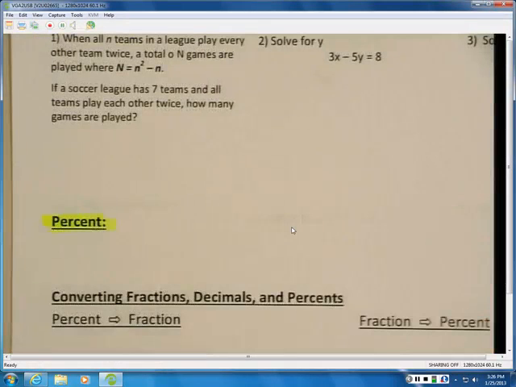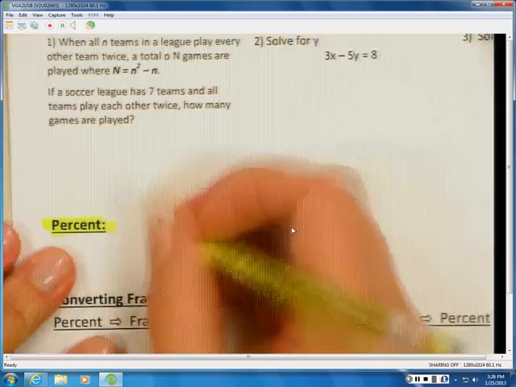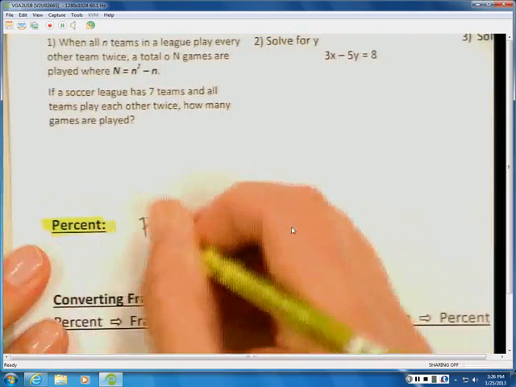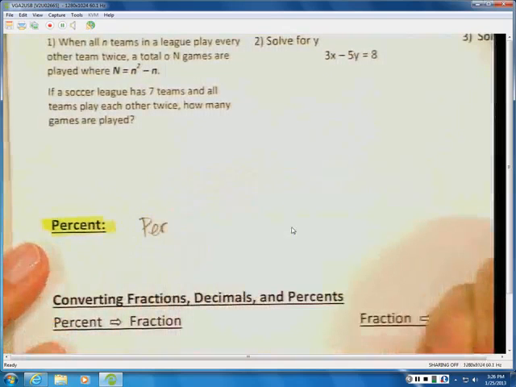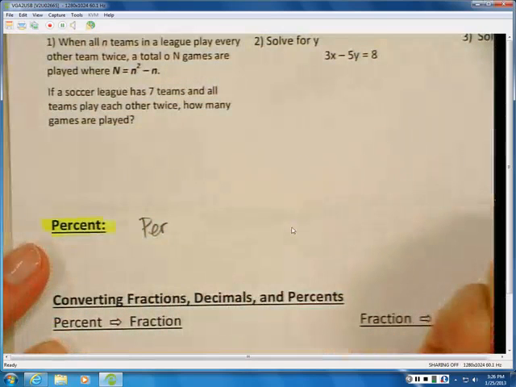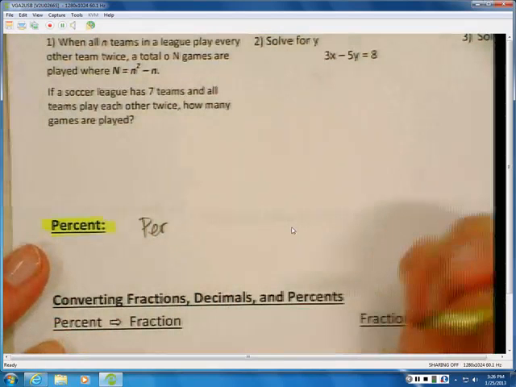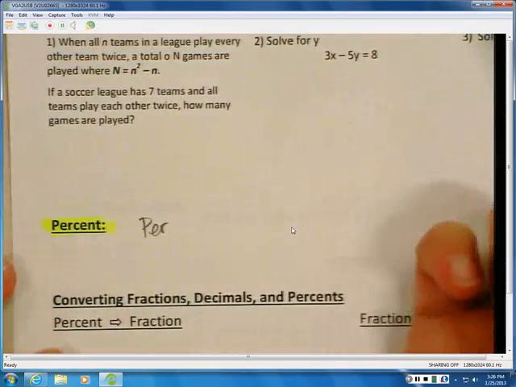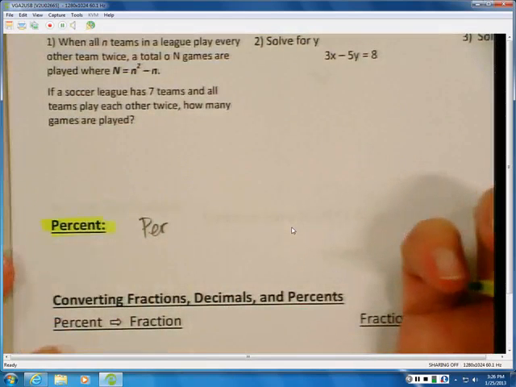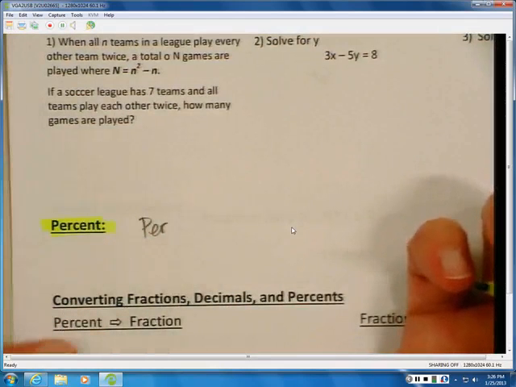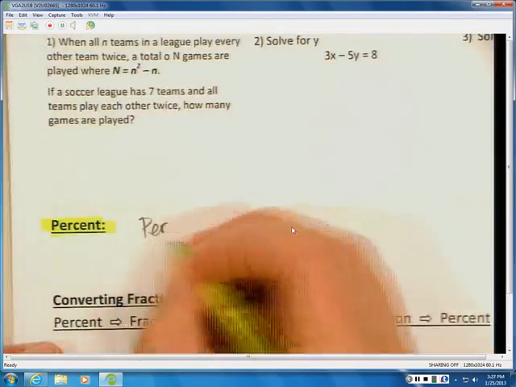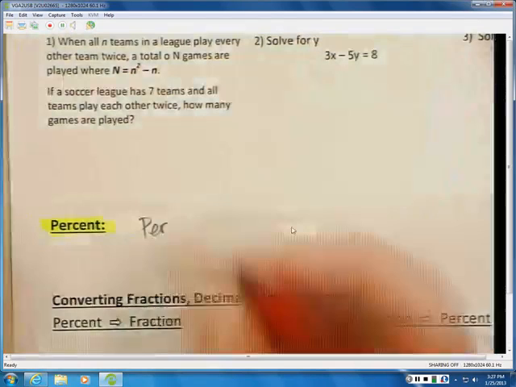Now, if I break it down into 2 parts, per means divided by. So if we say miles per gallon, it's how many miles divided by how many gallons it took to go that far. Or dollars per hour. How many dollars you earned divided by how many hours you worked gives you your wage, your hourly rate. Per literally means divided by.